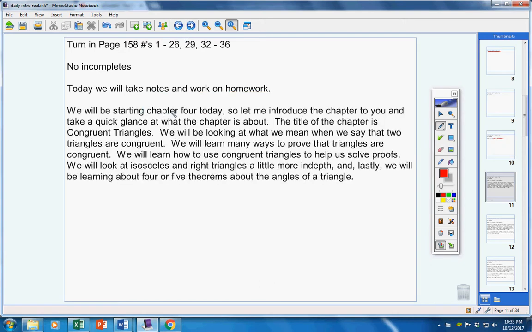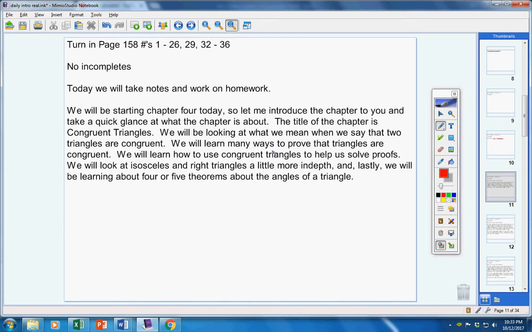We're starting chapter 4 today, so let me quickly introduce the chapter to you and let's take a quick glance at what the chapter is about. The title of the chapter is Congruent Triangles. We'll be looking at what we mean when we say two triangles are congruent. What exactly does that mean?